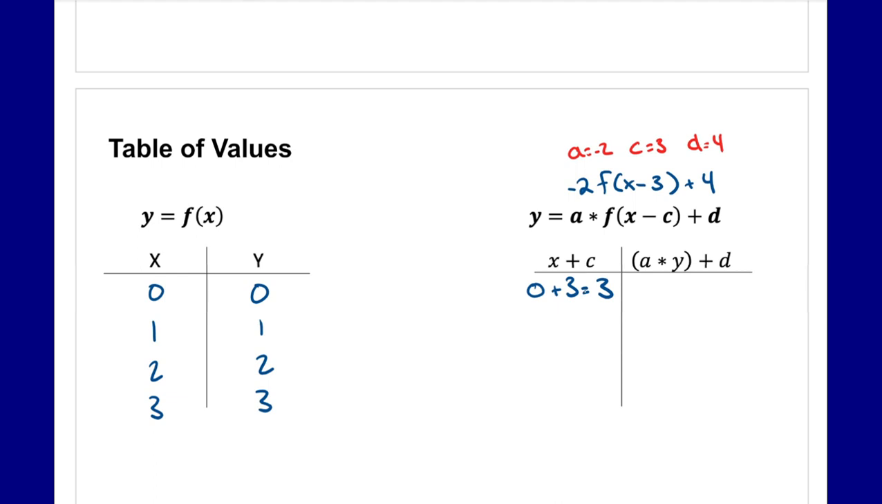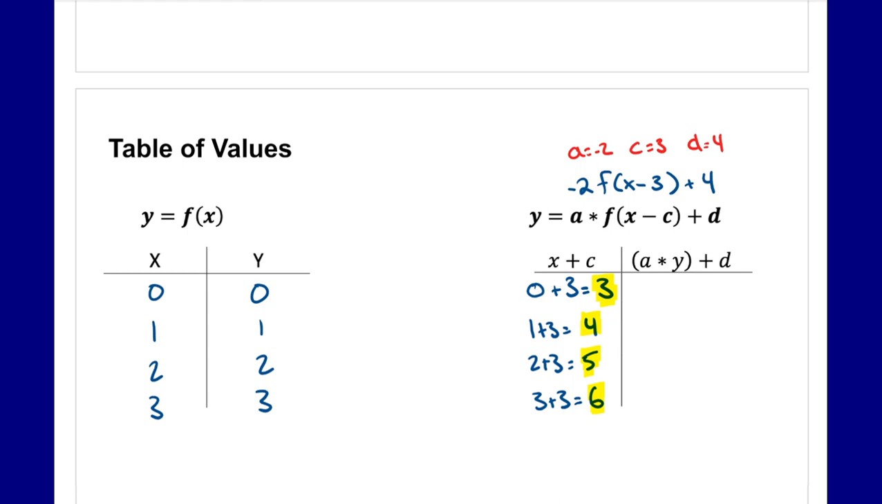So 0 plus 3 is 3, 1 plus 3 is 4, 2 plus 3 is 5, 3 plus 3 is 6. So my new x values for this table are going to be 3, 4, 5, and 6. And you'll notice that every value has been shifted in the positive direction by 3.